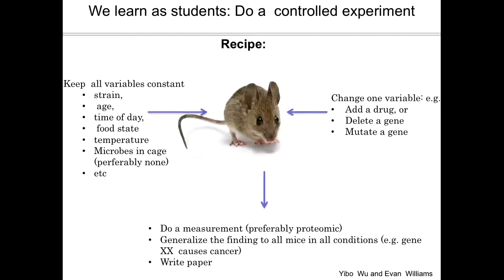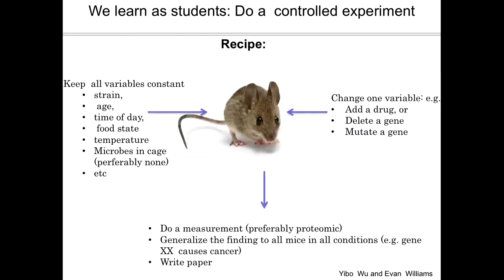We would keep the age of the mouse constant throughout an experimental design. We would even take the mouse at the same time of day to do some measurement on it, because we know it has a 24-hour cycle. We would control the food state, the temperature, maybe even the microbes in the cage. Maybe we would eliminate all the microbes in the cage to eliminate one confounding factor. So we essentially establish a highly controlled environment, and then we change one variable. For instance, we would take this mouse with all these things controlled, and we would add a drug, or delete the gene, or mutate the gene, whatever the case, and then we do measurements.